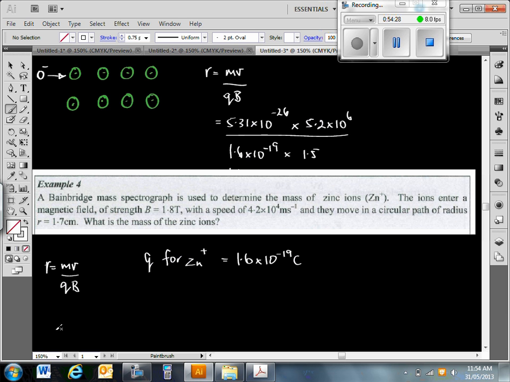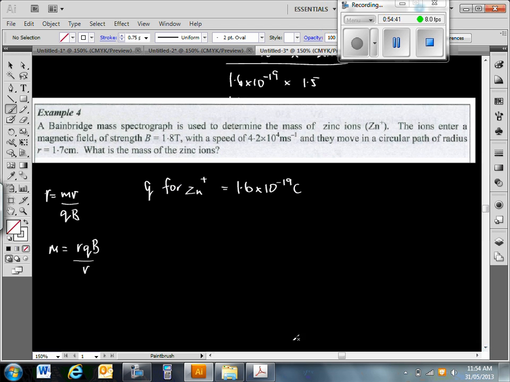We'll rearrange this for the mass. Mass is equal to RQB on V. And then it's as simple as plugging in your values and equating it. The mass is equal to 1.17.